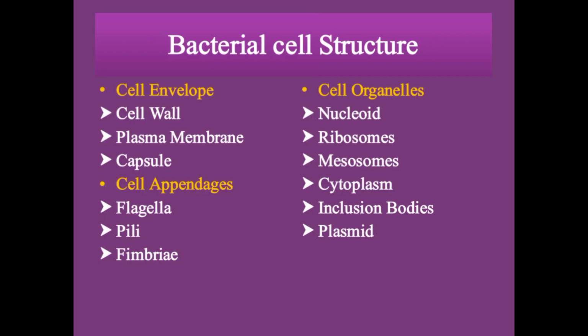So in this video we are going to see the bacterial cell structure. The cell envelope consists of the cell wall, plasma membrane and capsule. The cell appendages contain flagella, pili and fimbriae. The cell organelles contain the nucleoid, ribosomes, mesosomes, cytoplasm, inclusion bodies and plasmids.